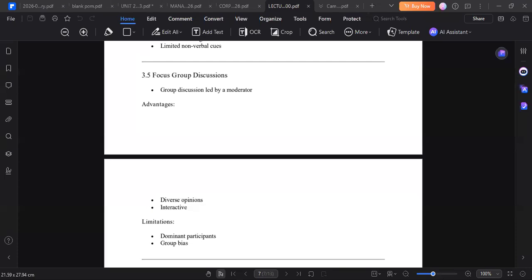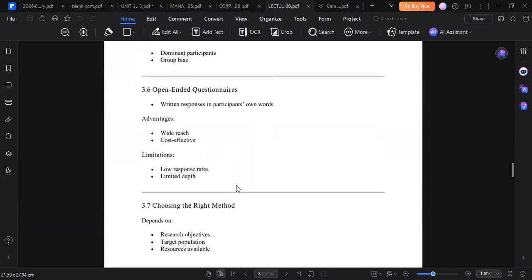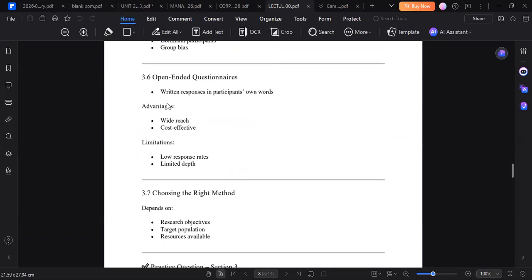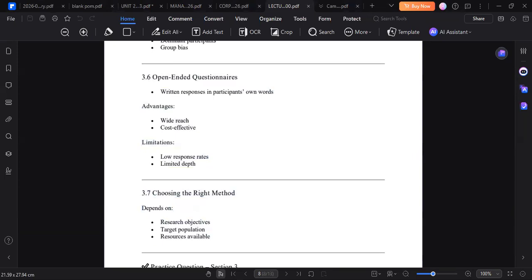Are we together? So that is on focus groups. And we also have open-ended questionnaires. What are open-ended questionnaires? You've used open-ended questionnaires before. What are they?